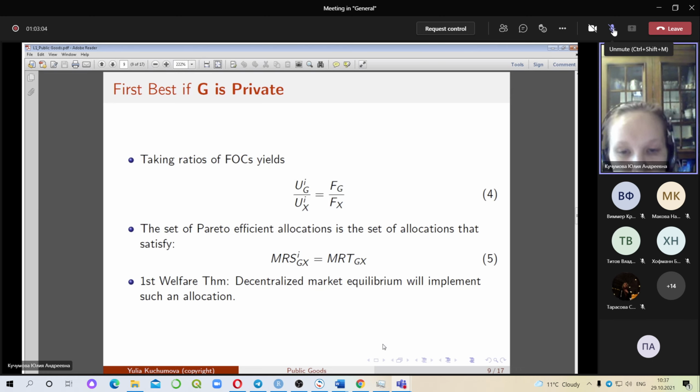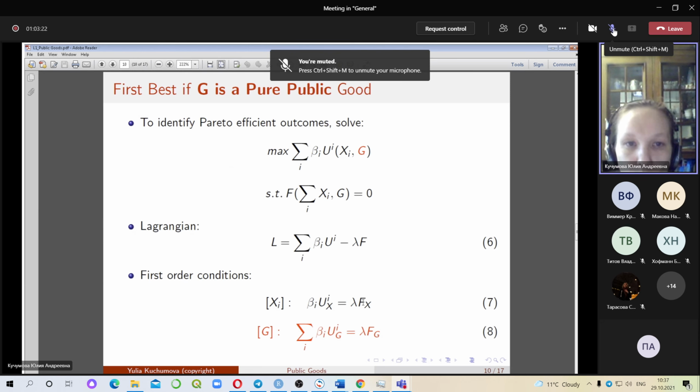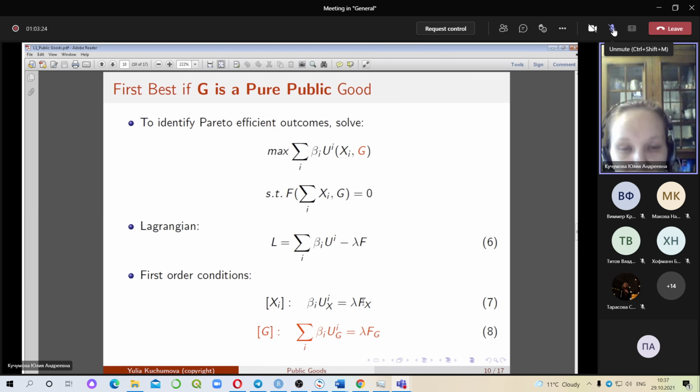The condition like that, condition 5, marginal rate of substitution equal to marginal rate of transformation, describes a Pareto efficient allocation. Okay, now let us move to the second case.